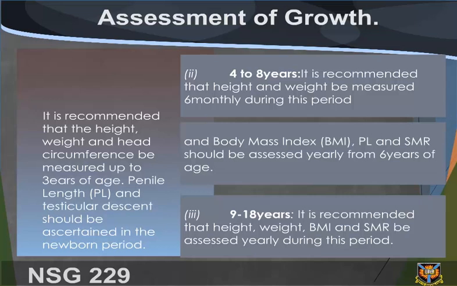2. 4 to 8 years. It is recommended that height and weight be measured 6 monthly during this period, and body mass index, BMI, PL, and SMR should be assessed yearly from 6 years of age. 3. 9 to 18 years. It is recommended that height, weight, BMI, and SMR be assessed yearly during this period.